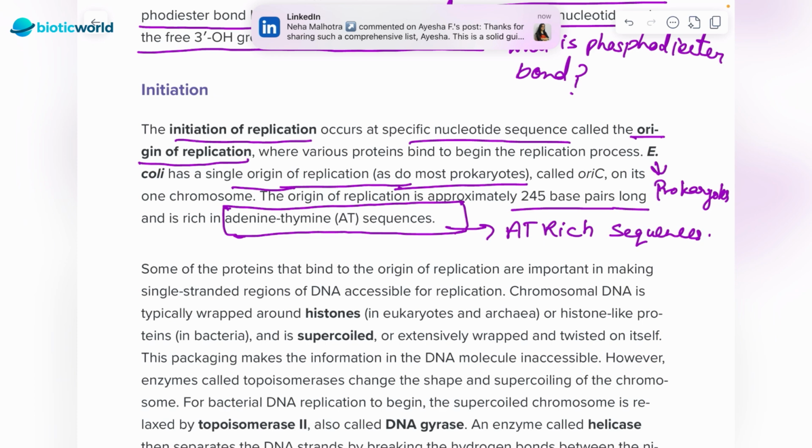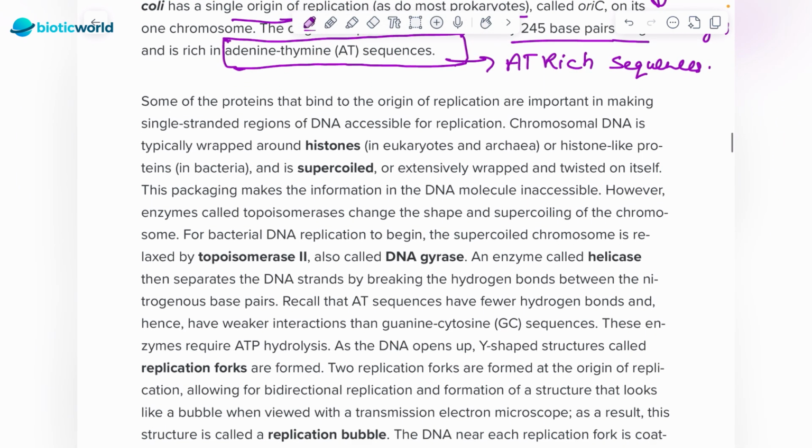Okay, some of the proteins that bind to the origin of replication are important in making single-stranded regions of DNA accessible for replication. Chromosomal DNA is typically wrapped around histones in eukaryotes and archaea, or histone-like proteins in bacteria. So you should note down the DNA is wrapped. Chromosomal DNA is wrapped around histones and the histone-like proteins in prokaryotes, and these are supercoiled, or extensively wrapped and twisted on itself. This packaging makes the information in the DNA molecule inaccessible.